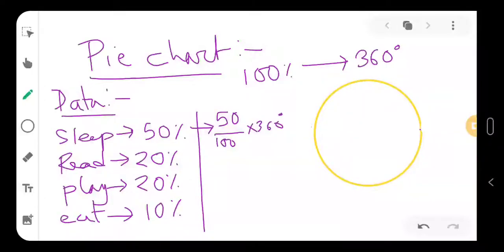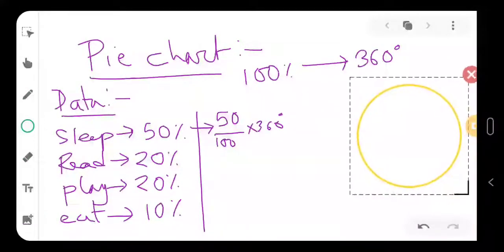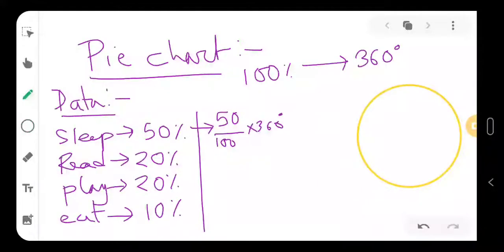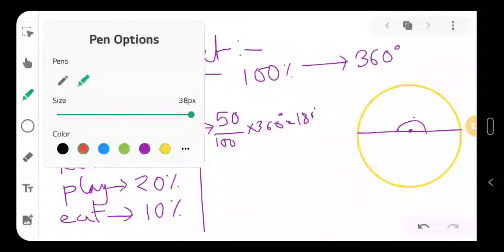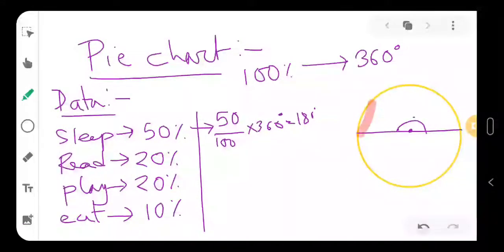So that means 180 degrees. So it will come 180 degrees. I'm just drawing it somewhere else. So it will be 180 degree. Now 180 degree means a straight line. So what I will do, I will draw a straight line. This is my center here. This whole angle is my 180 degree, right? So how much I will color? I will color this portion.